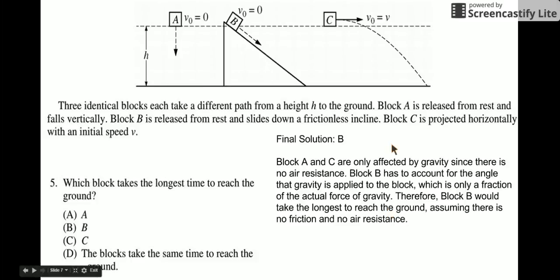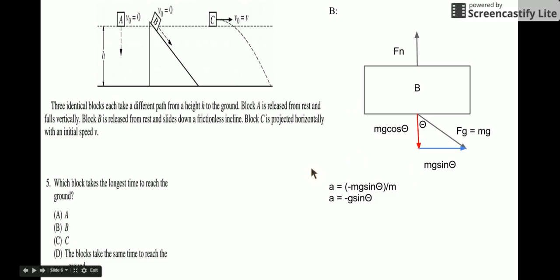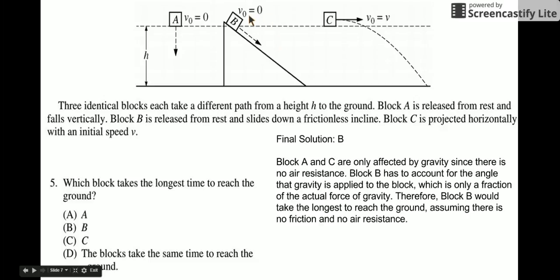And because of this, we can say that block B will take the longest time to reach the ground. For blocks A and C, there's no air resistance, so it is a straight free fall downwards for block A. For block C, it is the same because this horizontal initial velocity doesn't affect the vertical motion of the block. And again, just like we proved in the last slide, this block B is being affected by only a fractional portion of gravity because gravity can't completely act downwards on the block. So therefore, the block that would take the longest time to reach the ground would be block B.